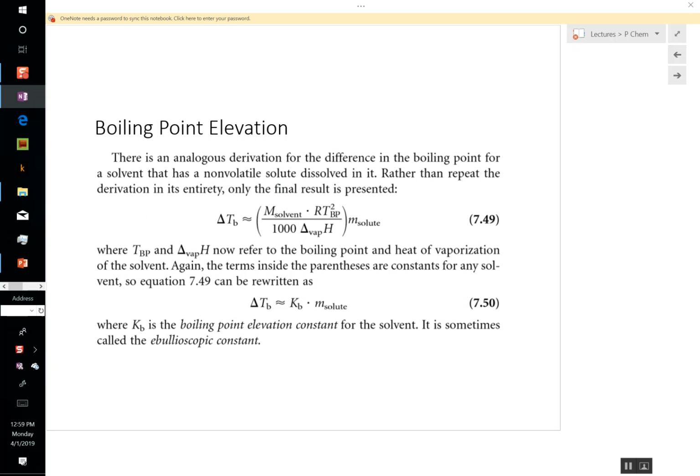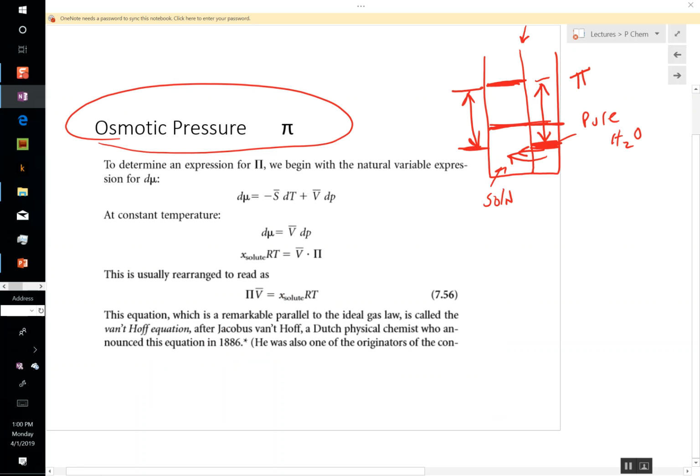We didn't get into the derivation of it all, and neither did our author. He just referred to the fact that deriving it similarly, we get a boiling point elevation, and another unusual name for it, ebullioscopic constant, is another name for the boiling point elevation constant. And we even started talking about osmotic pressure.